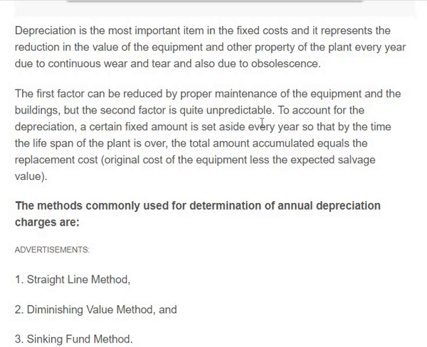To account for the depreciation, a certain fixed amount is set aside every year, so that by the time the lifespan of the plant is over, the total amount accumulated equals the replacement cost, that is, the original cost of the equipment less the expected salvage value. The methods commonly used to determine annual depreciation charges are the straight line method, the diminishing value method, and the sinking fund method. Now, one by one, we are going to discuss these methods.